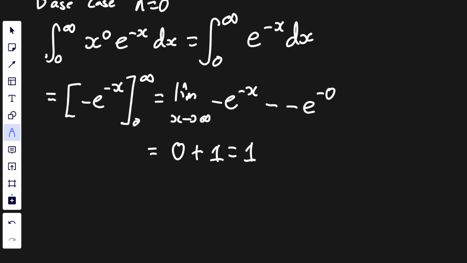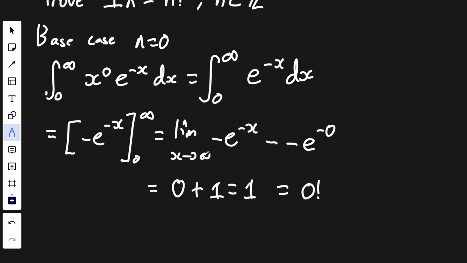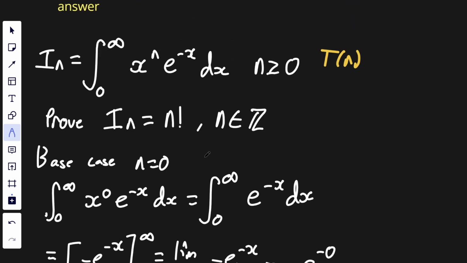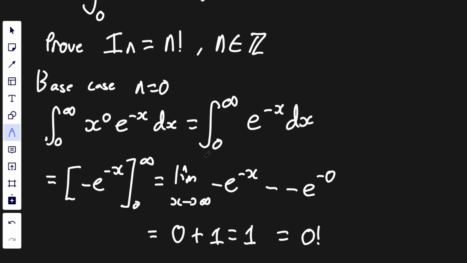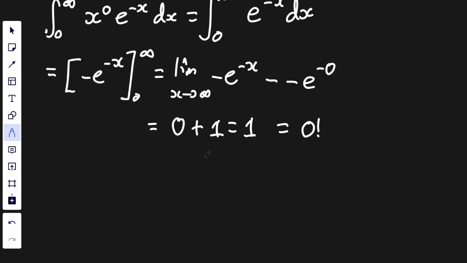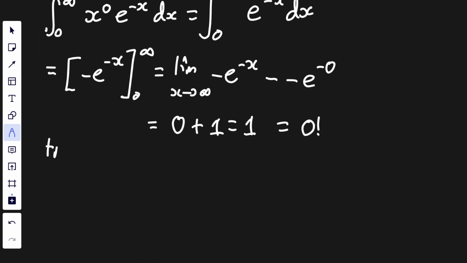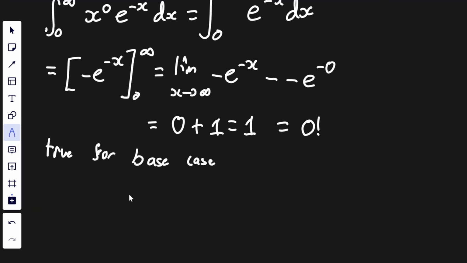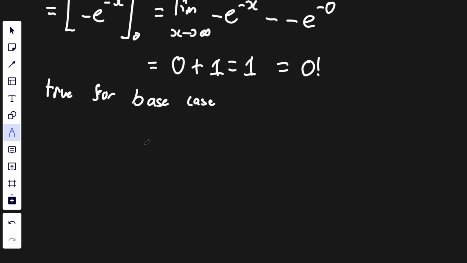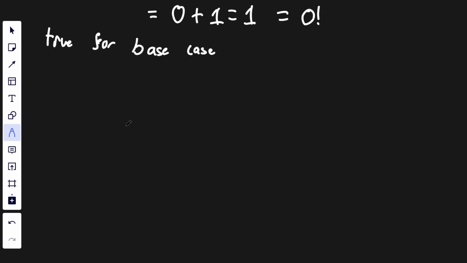And well, on the other side, we have 0 factorial, which is in fact equal to 1. We're not going to go into the reasons for this. I'm sure you can find lots of videos online for why 0 factorial is 1. So yeah, true for base case. So it takes a little bit longer than just a regular base case to what we're used to, but still not too bad.